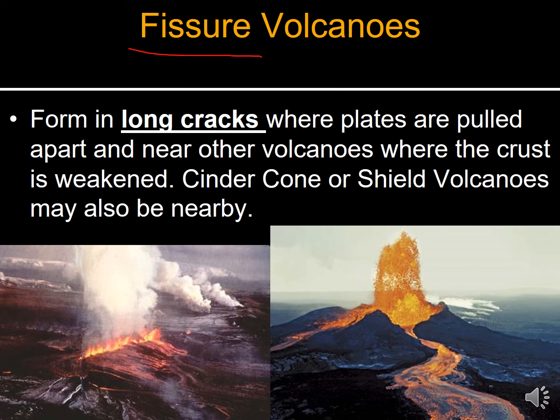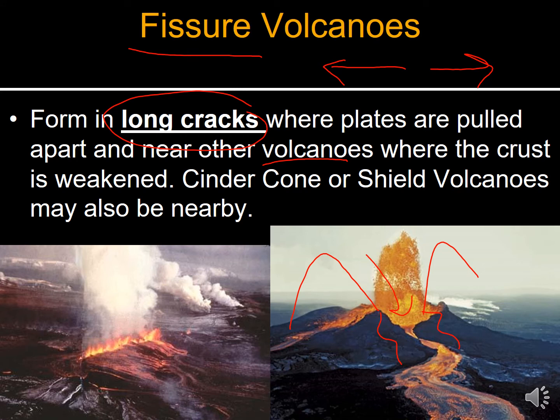Our last one is the fissure volcanoes. They form in long cracks where the plates are pulled apart, right? So plates are pulled apart, that's divergent. And they pull apart near other volcanoes. So what happens is you may have a cinder cone or shield volcano, but then you have the ground kind of open up, and this is where they pop in at, okay?